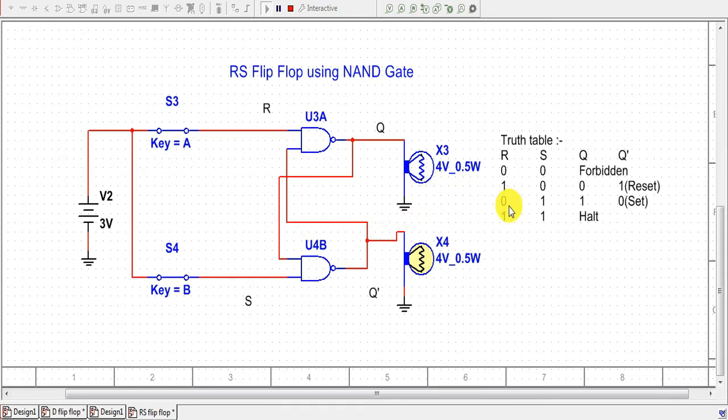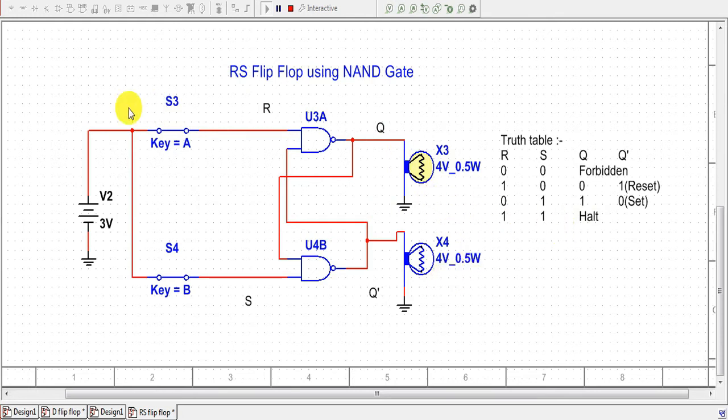Now for the third case, if we apply the signal from S and keep the switch R open, then in this case we get the output of Q as 1 and Q dash as 0, and this is called the set state of a flip-flop. So as soon as we open the switch and apply the signal from S, we get the output from Q as 1 and Q bar as 0, and this is called the set state of a flip-flop. Now in this case also, if we close both the keys, it will remain in the same state, as this is the case of the halt state.